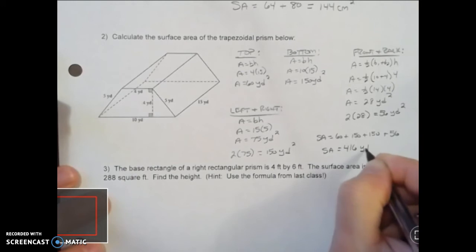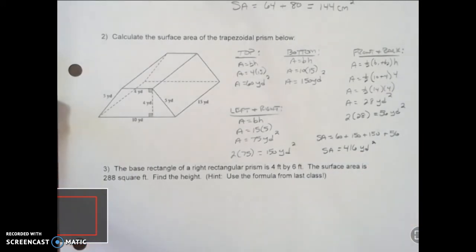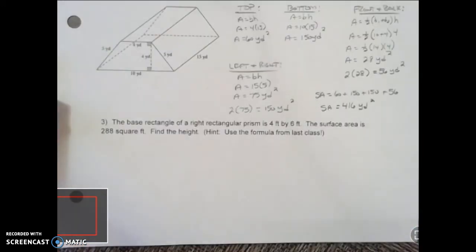416 square yards. In example 3, we're told that the base of a right rectangular prism is 4 feet by 6 feet, and we're told that the surface area is 288 square feet.